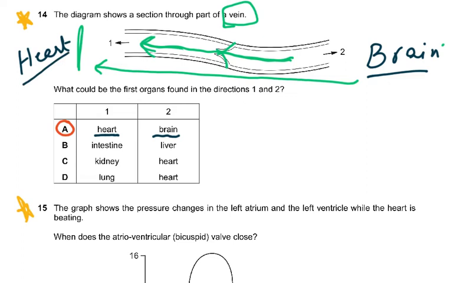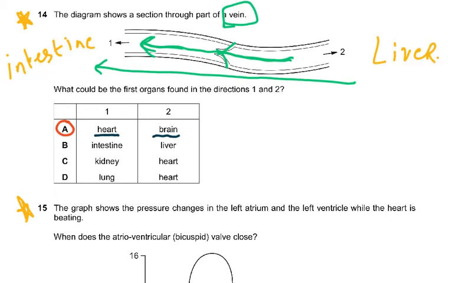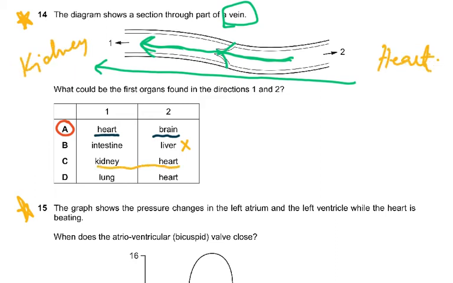Yes, this would be the superior vena cava. Okay, now let's write the other ones and see why they are wrong. How can there be a vein which connects the liver to the intestine? Well, that's not possible. So this was wrong. Why was this wrong? Because the blood does not flow in a vein from the heart to the kidney. It flows in an artery from the heart to the kidney. So there is no vein which connects the heart to the kidney. So this was wrong again.